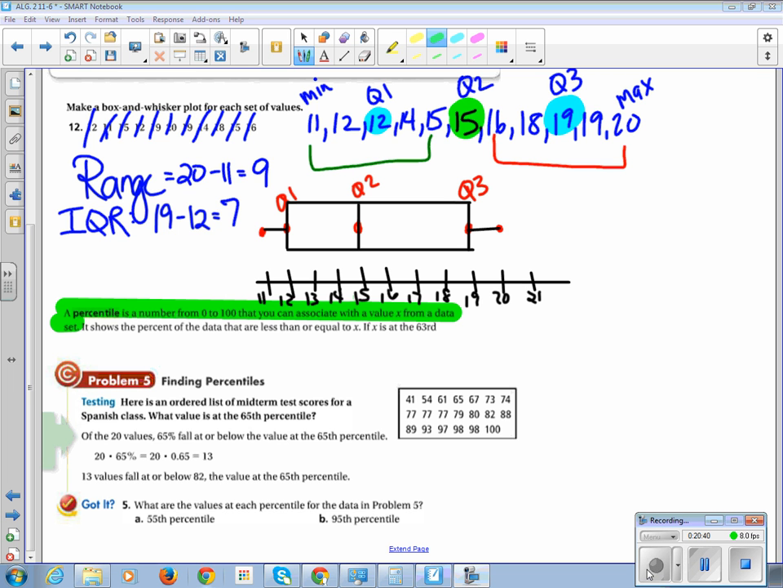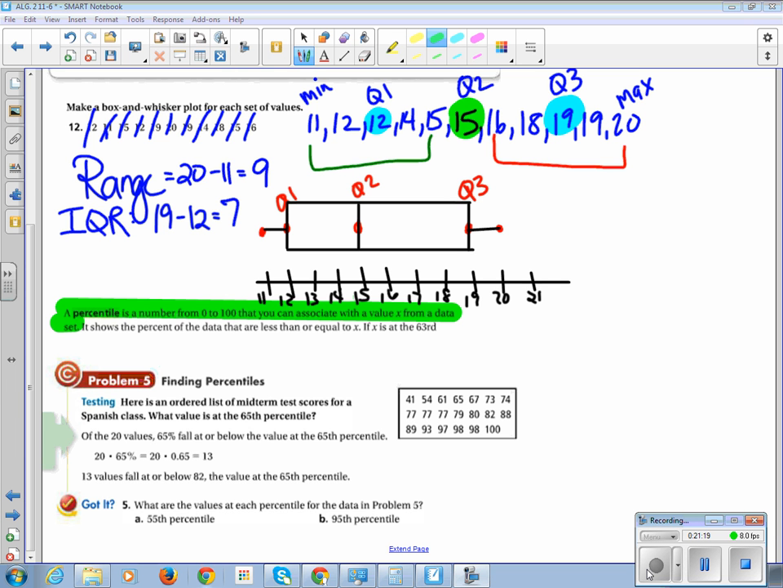So let's look at this problem and then we can do our got it problem together. Here's an ordered list of midterm test scores for a Spanish class. What value is at the 65th percentile? The answer to that is, of the 20 values, 65% fall at or below the 65th percentile. So you take your 20 and multiply it by 65% to get 13. So 13 values fall at or below 82%. The value at the 65th percentile.